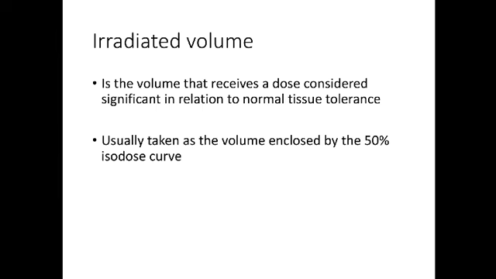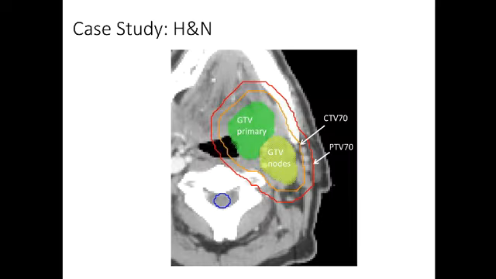And the irradiated volume is a little bit larger. That receives a dose that's considered significant in relation to normal tissue tolerance. Usually that's taken to be the volume enclosed by the 50% isodose curve by convention. So let's look at a case study now.